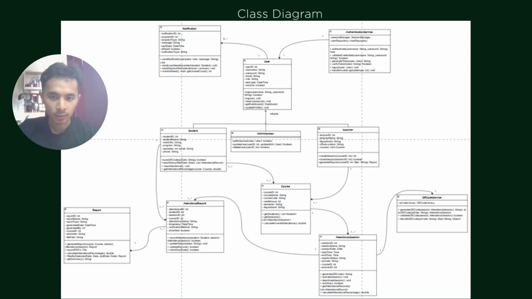And then what else is there? There's a lecturer. The lecturer can go into a course. A student can also go into a course. For the course, every course has an attendance session, and that attendance session has a QR code service.